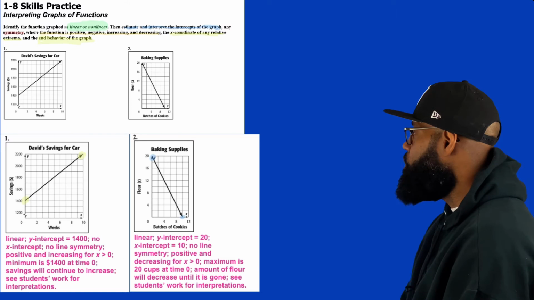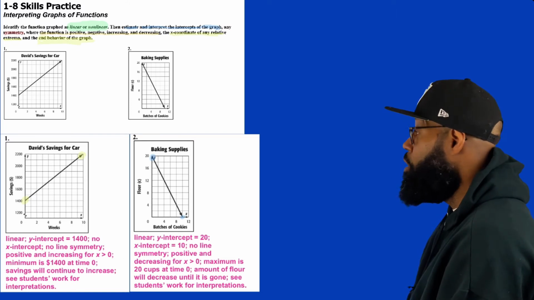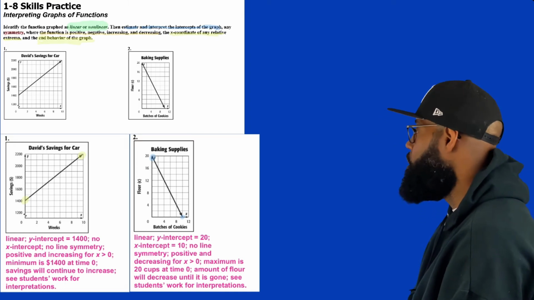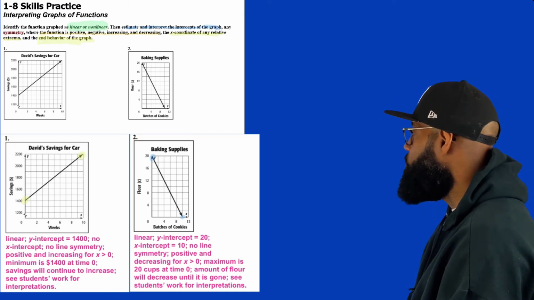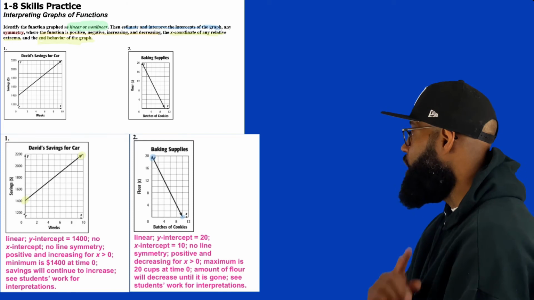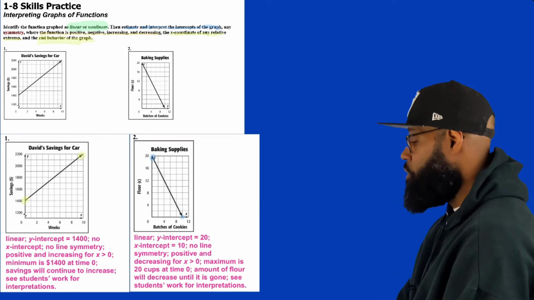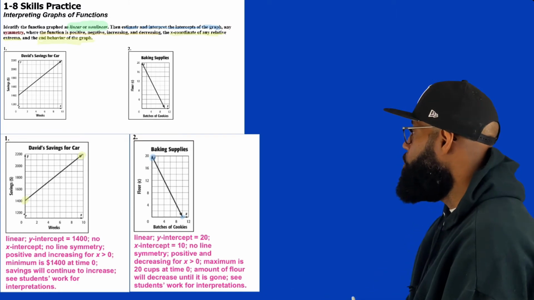We're highlighting the y-intercept at 20. Well, is it linear or non-linear? Yes, it is a straight line, so it is linear. And I do have an x-intercept. The x-intercept is 10. The y-intercept is 20. So let's pause real fast as we see one more thing here.